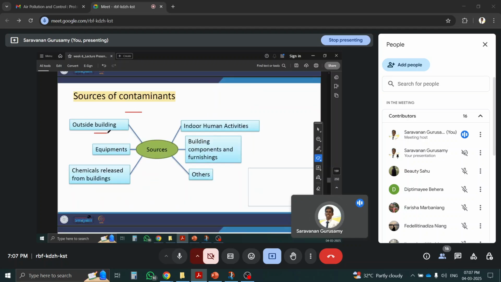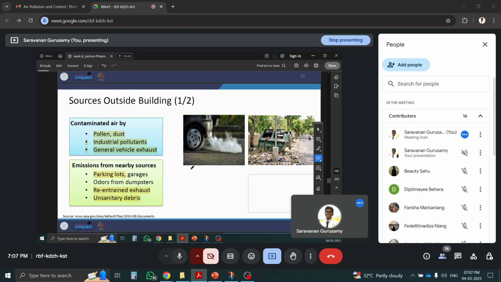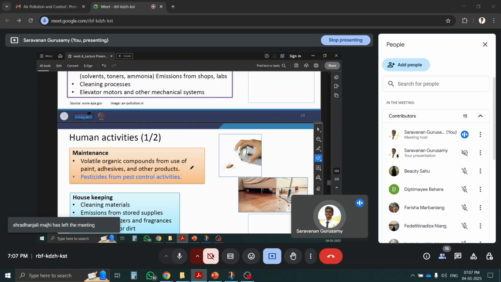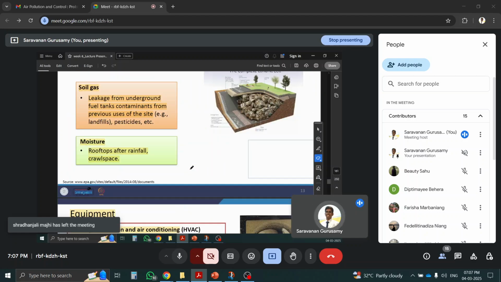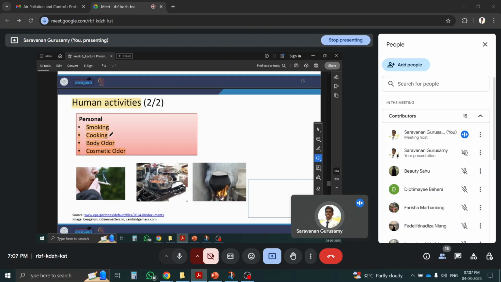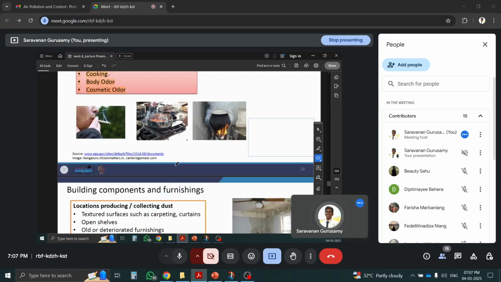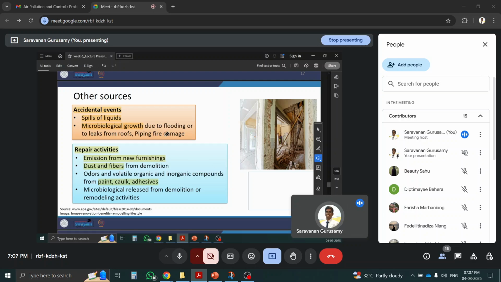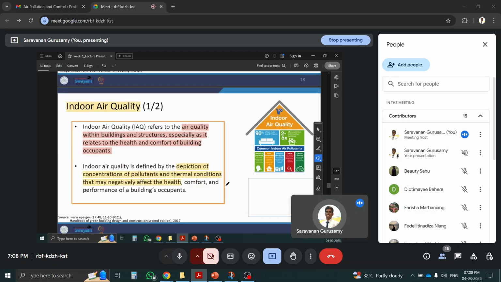And the sources of contaminants include outside building equipment, chemical release from the buildings, indoor human activities, building components, and others. You can see all other types of pollutants here. So I'm just skipping this, because these are the sources that may give you indoor air pollutants. Human activities like smoking, cooking, body odor, and cosmetics are also considered indoor air pollutants. For building components, there are unsanitary conditions if you are keeping any buildings, or accidents like spillage of liquids, microbial growth, or any painting activity. All of that is accidental or purposeful indoor air pollutant.